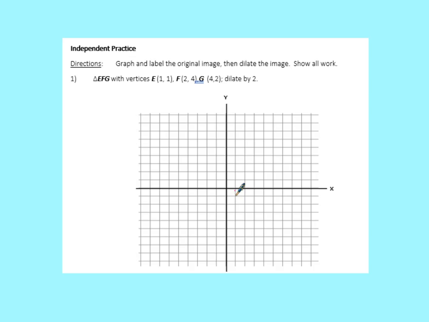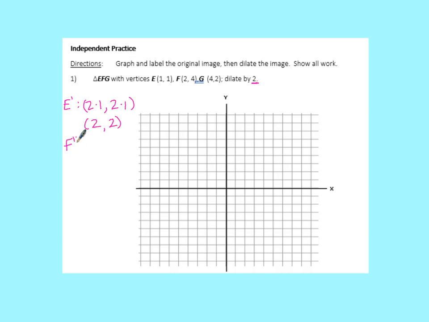Okay, so hopefully you paused the video and tried these on your own first. We have point E at 1, 1, F at 2, 4, and G at 4, 2, and they're asking us to dilate by 2. So this is just like our first example. We're going to multiply each of these points by a scale factor of 2. So point E prime is going to be 2 times 1 and then 2 times 1. That just becomes 2, 2.